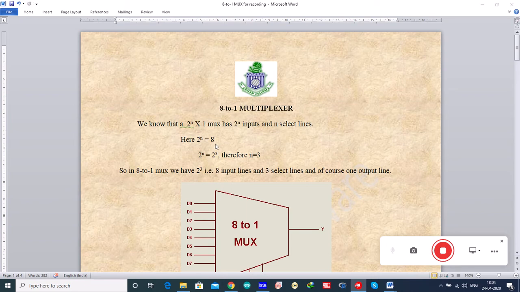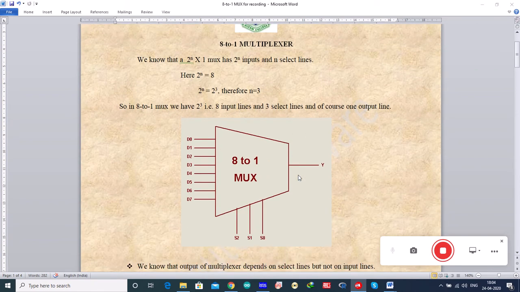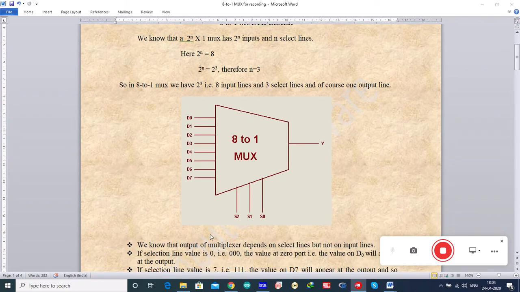So 2 power n is written as 8, that is 2 power 3, therefore n is equal to 3. So in 8 to 1 mux we have 2 power 3, that is 8 input lines and 3 select lines, and of course 1 output line. This is the block diagram of 8 to 1 mux. We have 8 input lines and 3 select lines, and these input lines are labeled as D0, D1, D2, D3, D4, D5, D6, D7, and select lines as S0, S1, S2, output with Y.